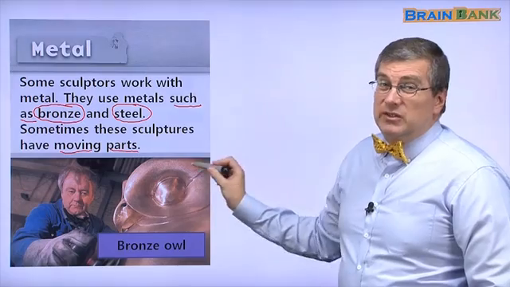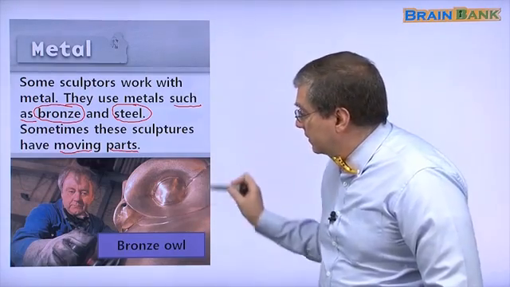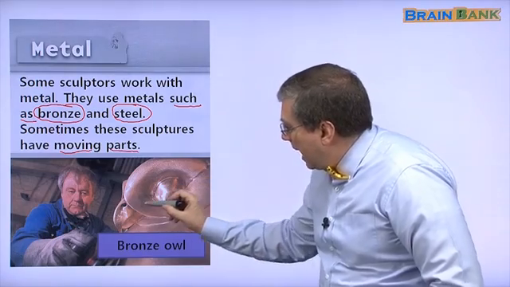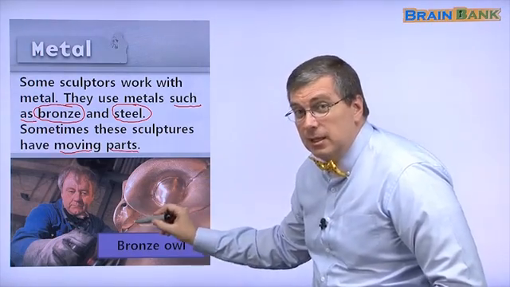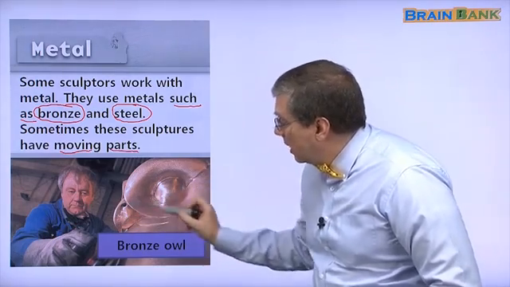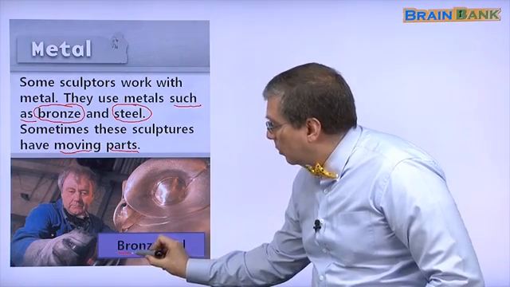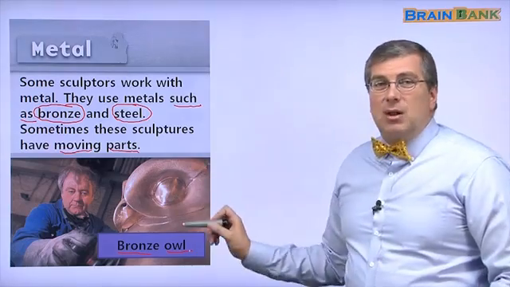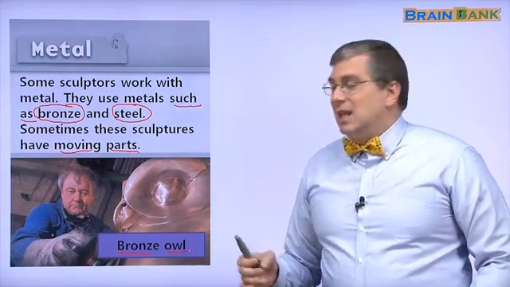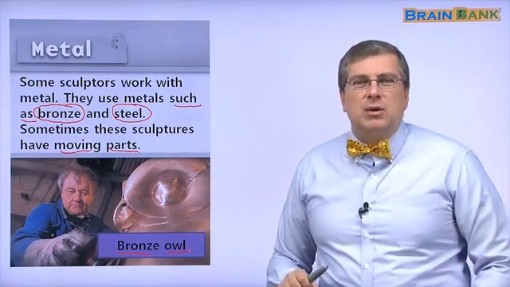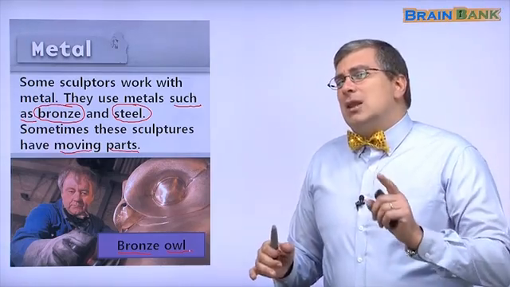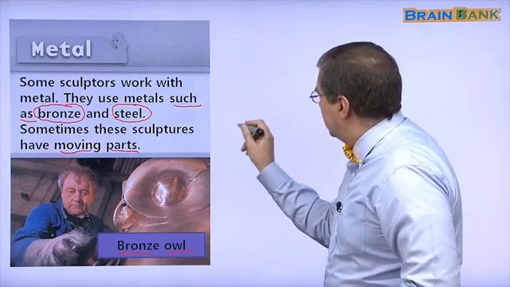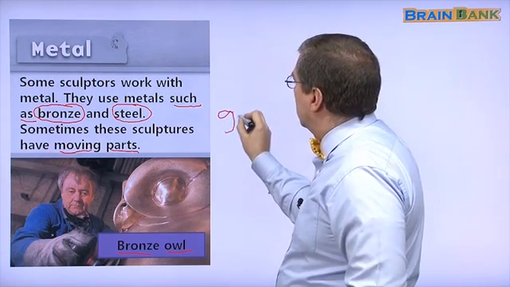He's making a sculpture. What is the sculpture of? We can see a big eye here, and we can see a beak like a bird here. We can see it is a bronze owl. Bronze is a metal that's shiny and kind of brown or yellow. It looks like gold, but it isn't the same as gold.